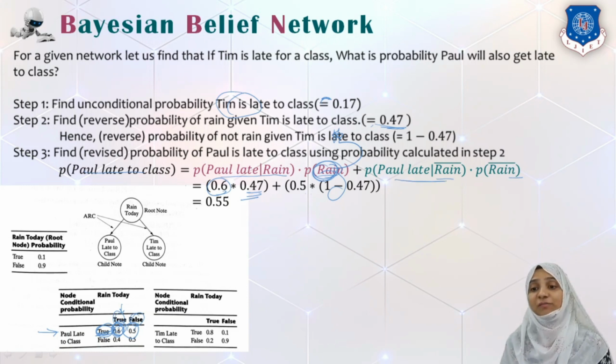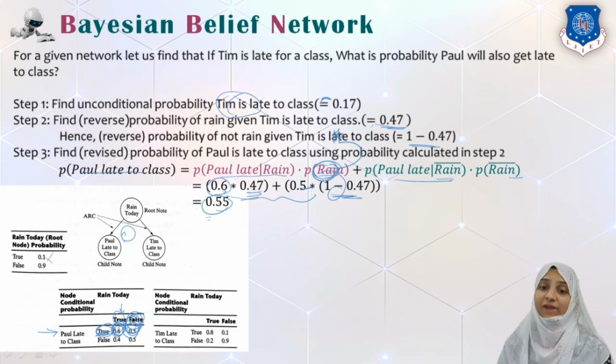That's why I have substituted 0.47 over here. Plus the probability of Paul getting late and there is no rain, given that there is no rain, is 0.5. That is nothing but this particular value, which is 0.5, and the probability on the same day when it is not raining, when Tim is also late, is 1 minus 0.47. So I have substituted this value, not this value. Okay. So these values are calculated and it turns out to be 0.55.